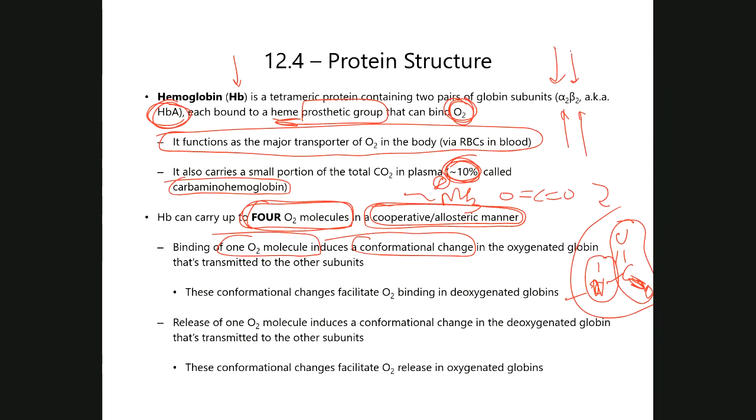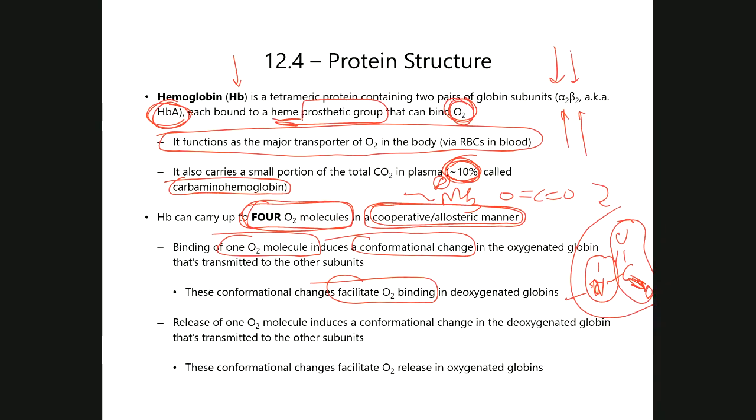That change in shape in the one subunit that has become oxygenated causes a slight change in shape in the other three subunits. It facilitates oxygen binding to the other deoxygenated globin subunits. With every oxygen that binds, the binding of the next one is facilitated. When you bind the second one, it enhances the ability of the third one to bind, and when you bind the third one, it's much easier to bind the fourth. This is a critically important function of hemoglobin, because in the lungs, when there's lots of oxygen, you want to maximize the ability of hemoglobin to trap the oxygen. As every oxygen binds, it makes it easier for the next one, and the next one, to bind.